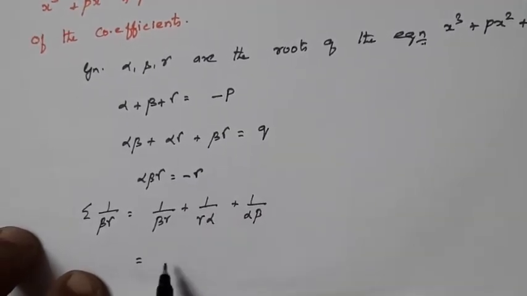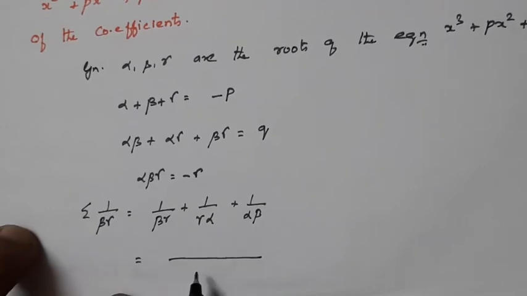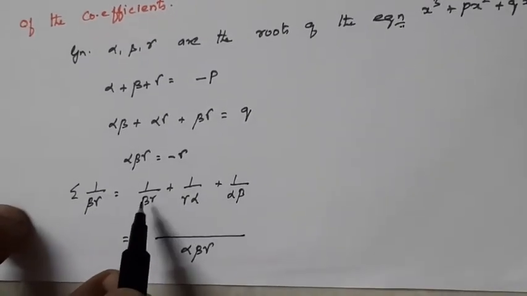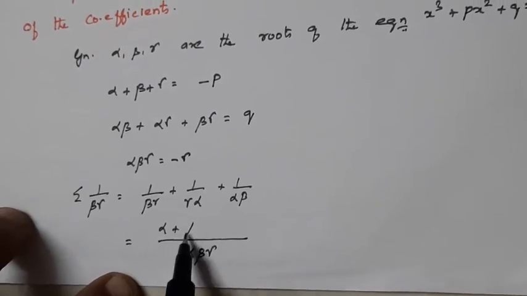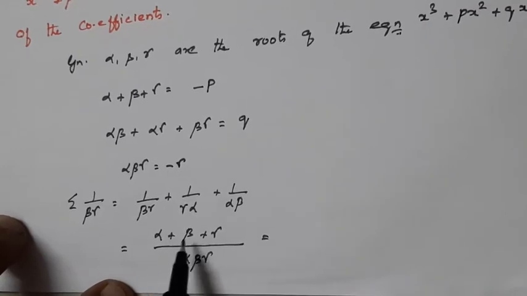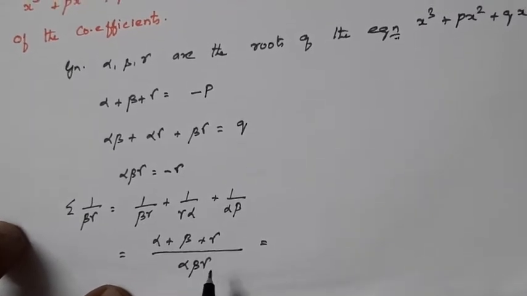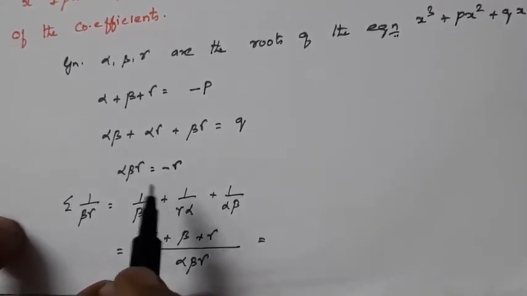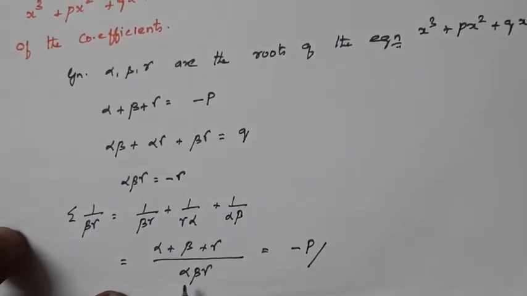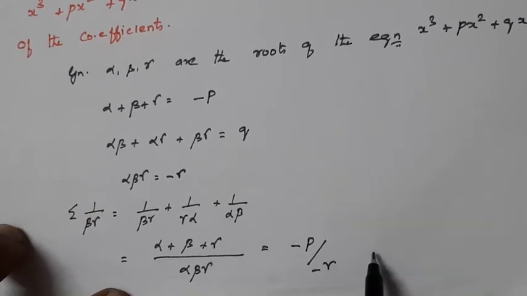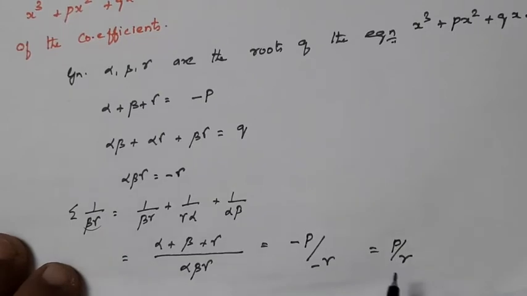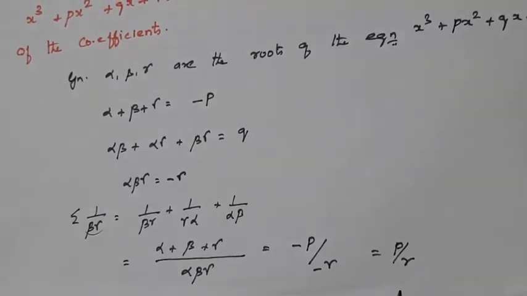Okay. So let us take the LCM. What would the LCM be? The LCM would be alpha beta gamma. So here alpha is to be multiplied, here beta, and here gamma. So we have expressed this in terms of alpha plus beta plus gamma and alpha beta gamma. So let us apply the values. What is alpha plus beta plus gamma? That is equal to minus p, and alpha beta gamma is minus r, so this is equal to p by r. So we have found the value in terms of the coefficients, that is p by r. Okay.